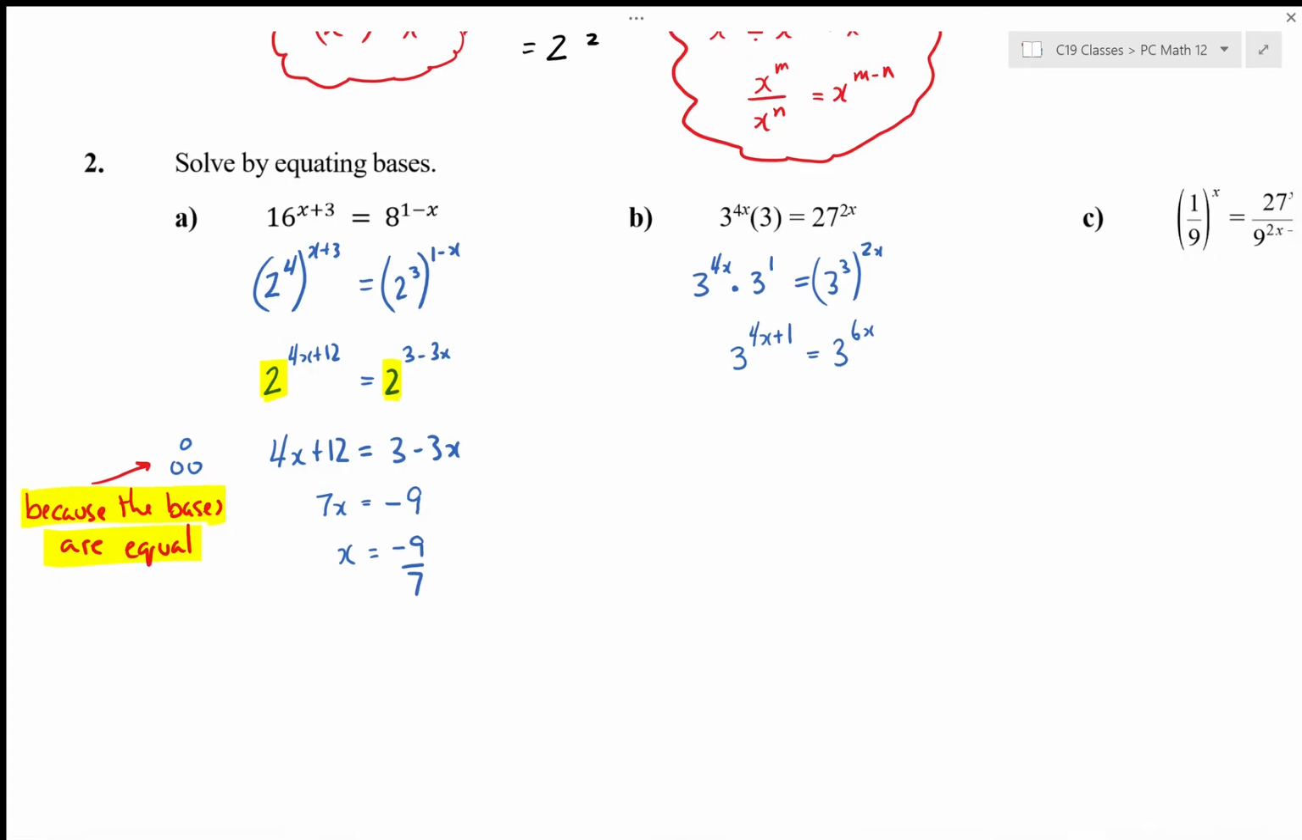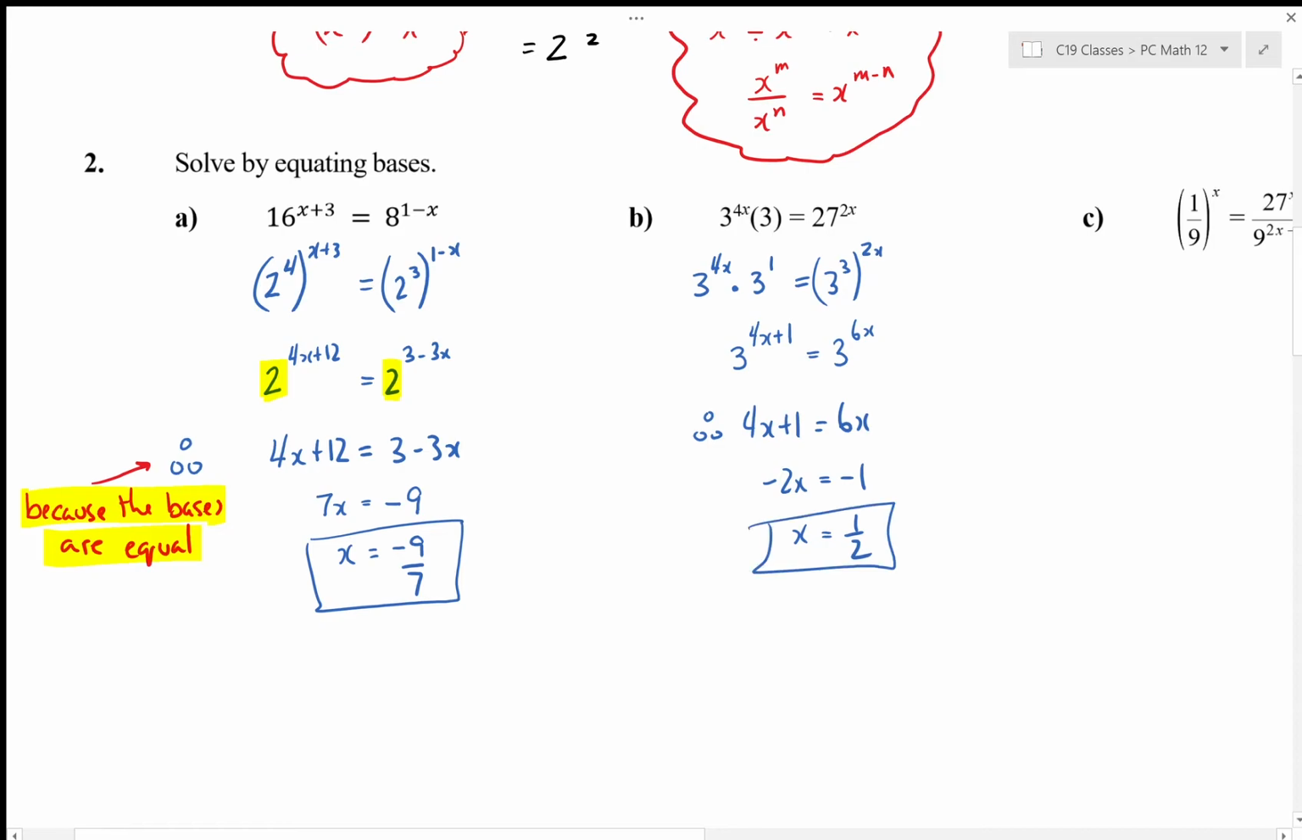But now we have 3 to the power of something equals 3 to the power of something, therefore something must be equal to something. And now we're off and running on this level again. So this will be -2x equals -1, so x equals half. Right? So there's our second answer.